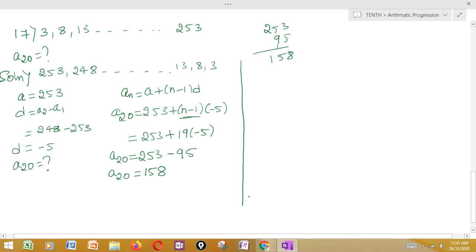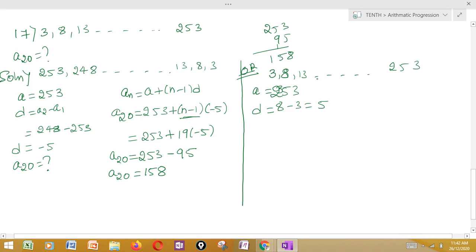This is one method. If you are not comfortable with writing that progression in a reverse way, there is another method, and I'm going to solve it here. Just write it as it is: 3, 8, 13, and so on. The last term is 253. What is A here? A should not be taken as 3; A should be taken as 253. And what will be D? A2 minus A1, which is 8 minus 3, nothing but 5.